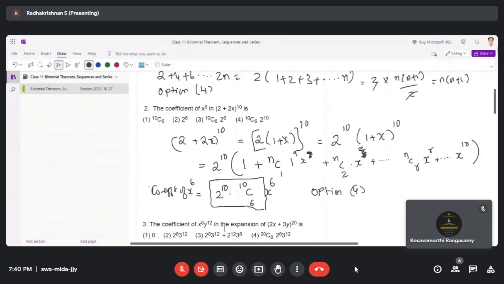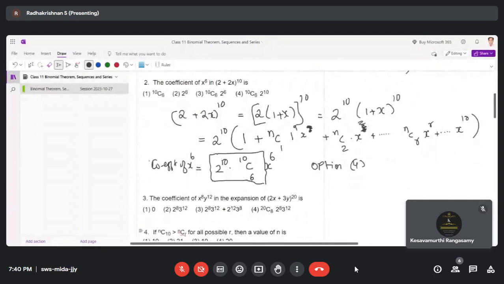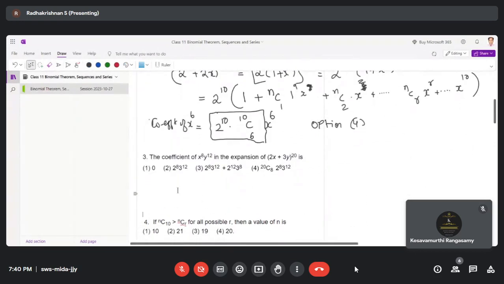Most of the problems in binomial theorem will be in this nature. Find out the coefficient of x to the power of r. For example, the coefficient of x to the power of 8 into y to the power of 12 in the expansion of (2x plus 3y) whole to the power of 20. So now what is your T r plus 1?